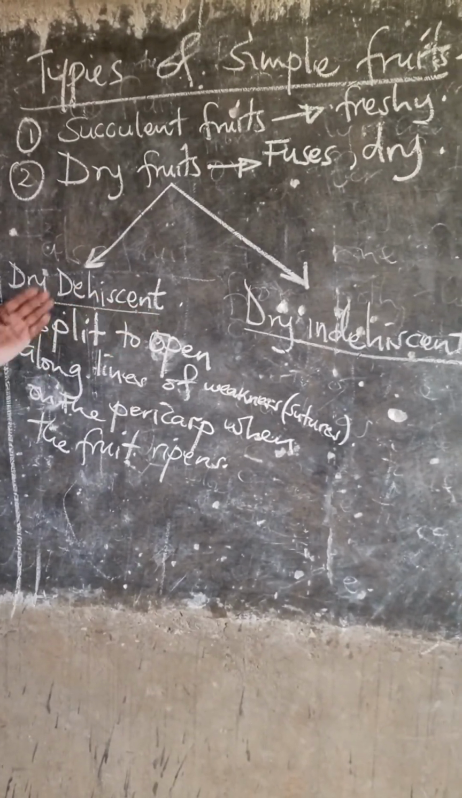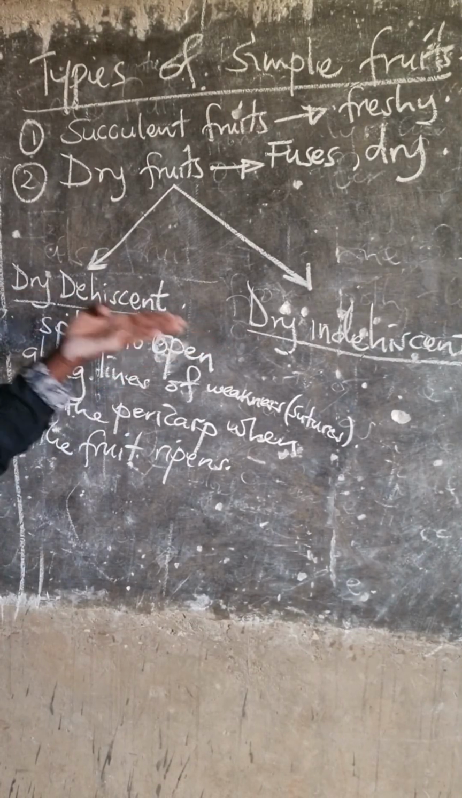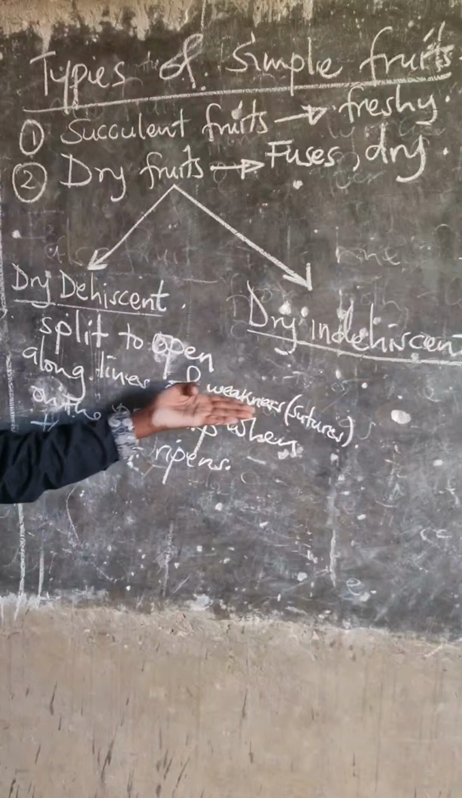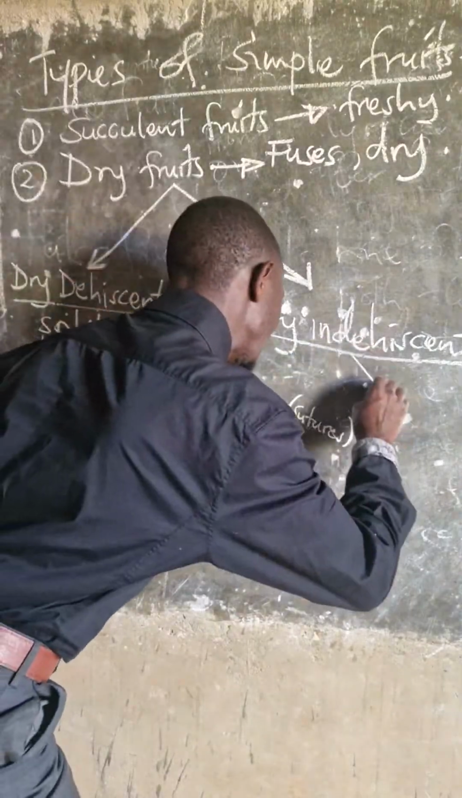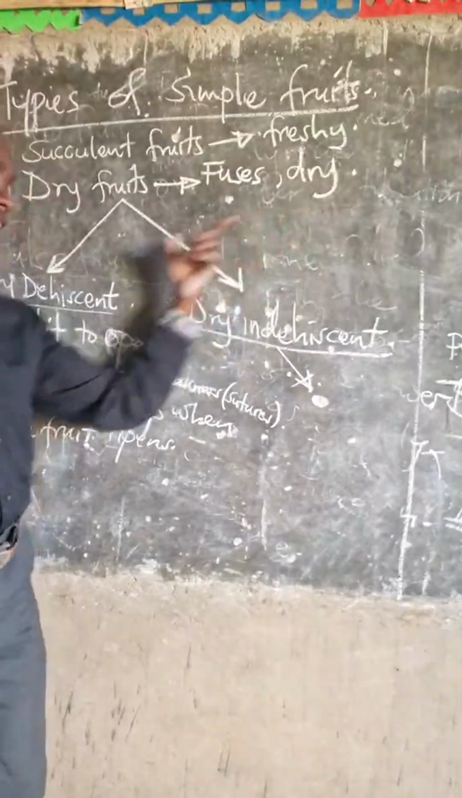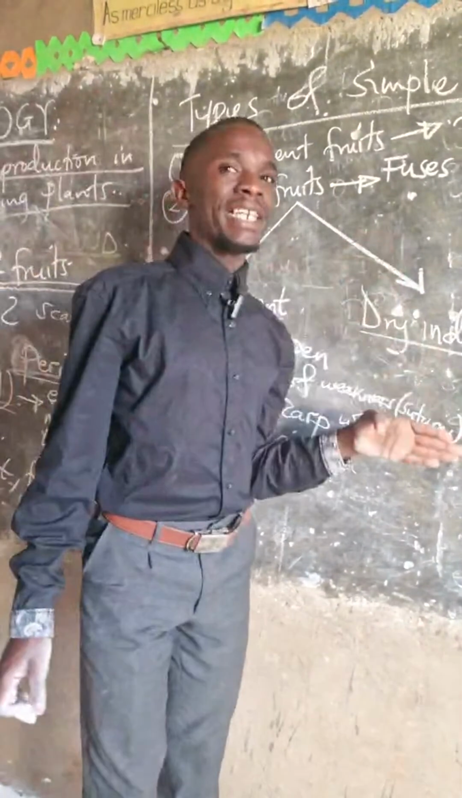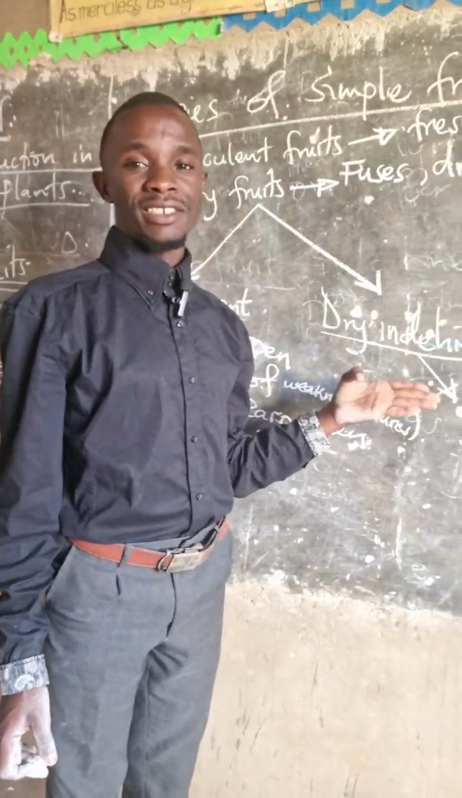We are looking at the dry fruits. We've said they are of 2 categories, dehiscent and indehiscent. The dry dehiscent are capable of opening by splitting along lines of weakness, we call sutures, on the pericarp when the fruit ripens to release seeds. And then the dry indehiscent, yes, the pericarp dries up such that the 3 layers of the pericarp fuse, but it does not open at any point to release the seeds.